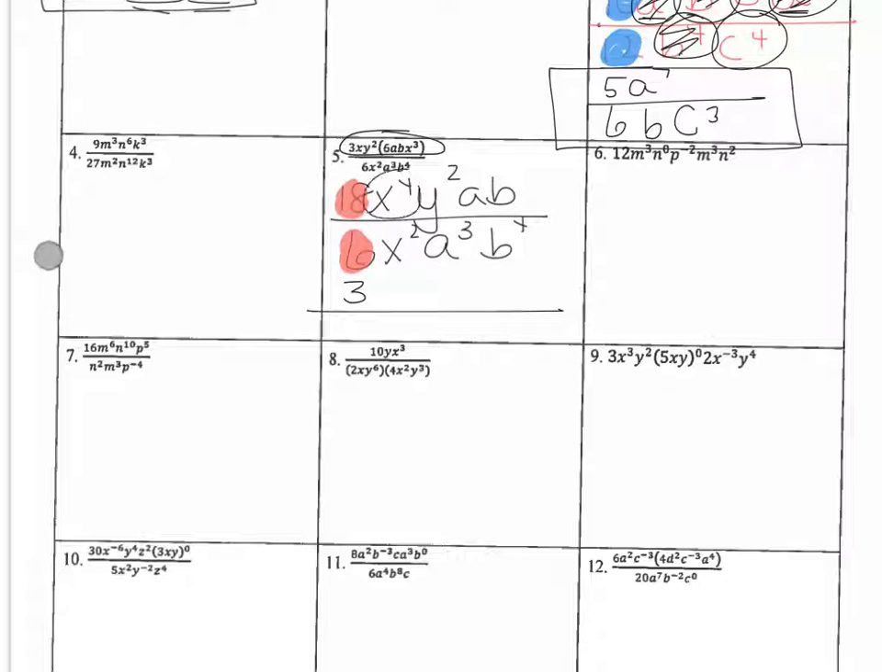Look at your x's. Bigger x is on the top. The exponent is 2. Look at my y. You can cross them out because you used them. Look at my y's. I don't have any more y's, so y just stays on the top.